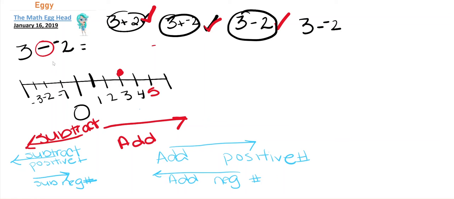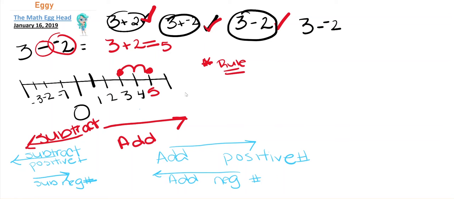So the mistake here was you have to pay attention to the first number. The first number is a positive 3, not a negative 3. So you start at 3. We know we're subtracting, so usually we go to the left. But since we're subtracting a negative, we know that we have to go to the right. Because if you rewrite this, it's 3 plus 2, which is 5.